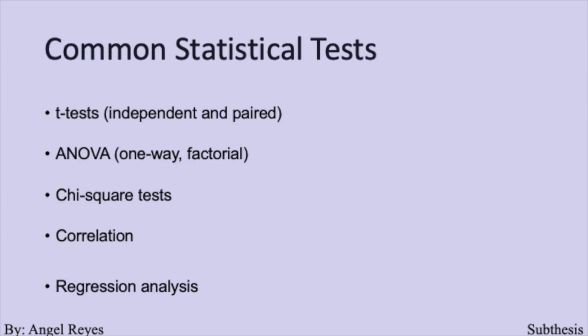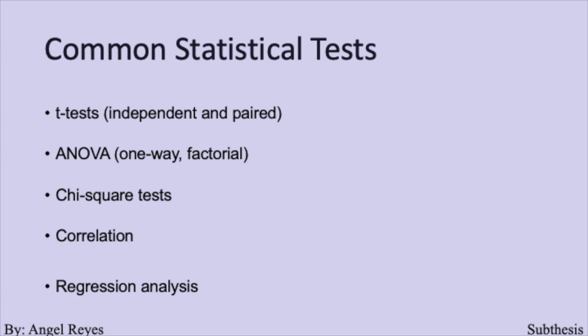T-tests compare means between two groups: independent t-tests for separate groups, and paired t-tests for before-after or matched designs. Analysis of variance, ANOVA, extends mean comparisons to 3 or more groups with factorial designs, examining multiple independent variables simultaneously. Chi-squared tests analyze relationships between categorical variables, commonly used in prevalence studies.